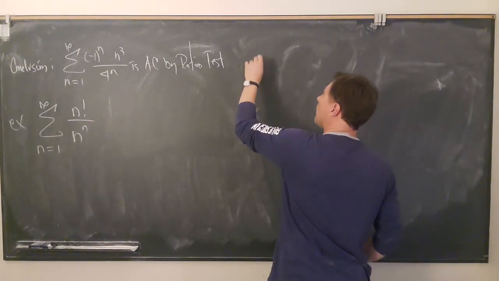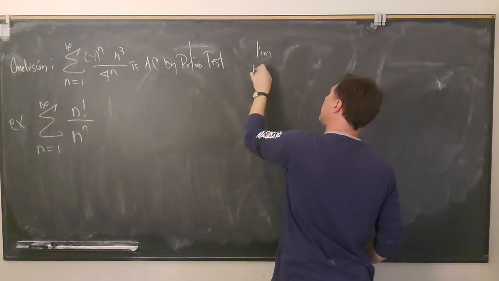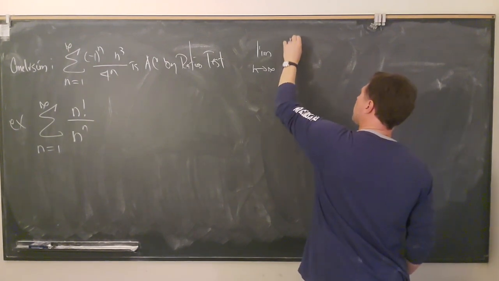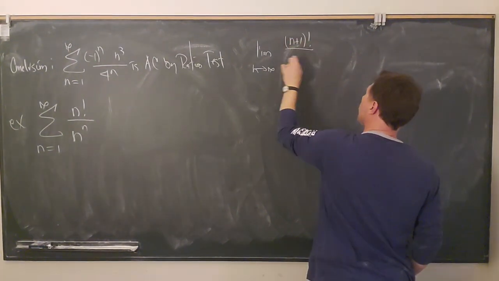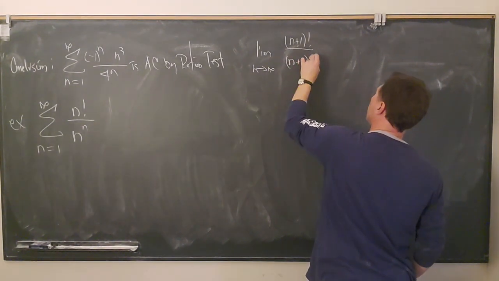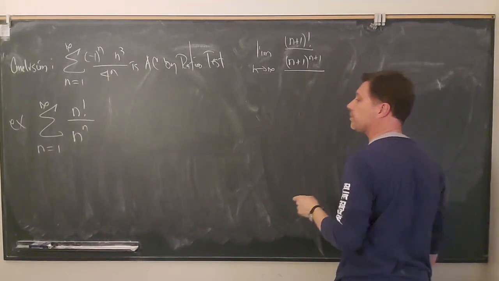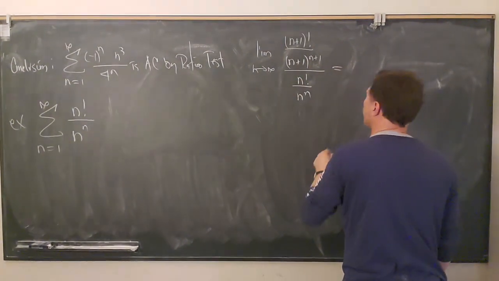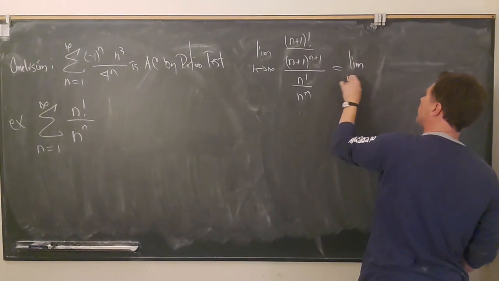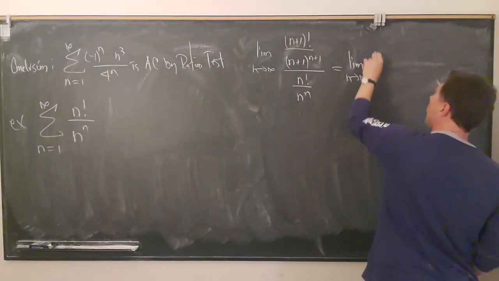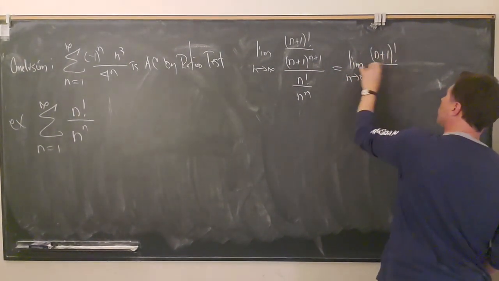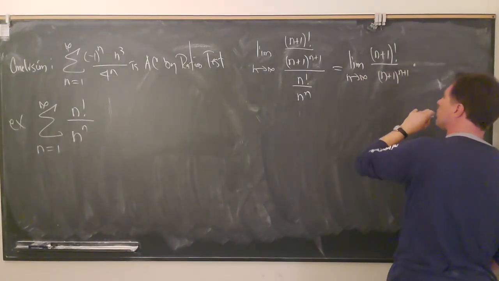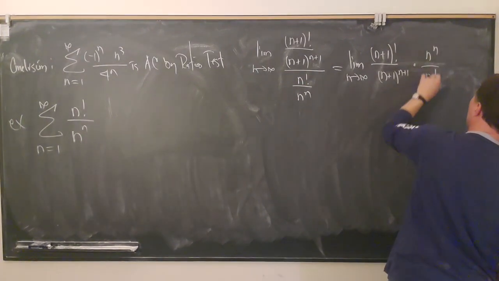All right, so let's compute the limit as n goes to infinity of (n+1) factorial over (n+1)^(n+1), divided by n factorial over n^n. First thing we do is flip and multiply, so this is the limit as n goes to infinity of (n+1) factorial over (n+1)^(n+1) times n^n over n factorial.